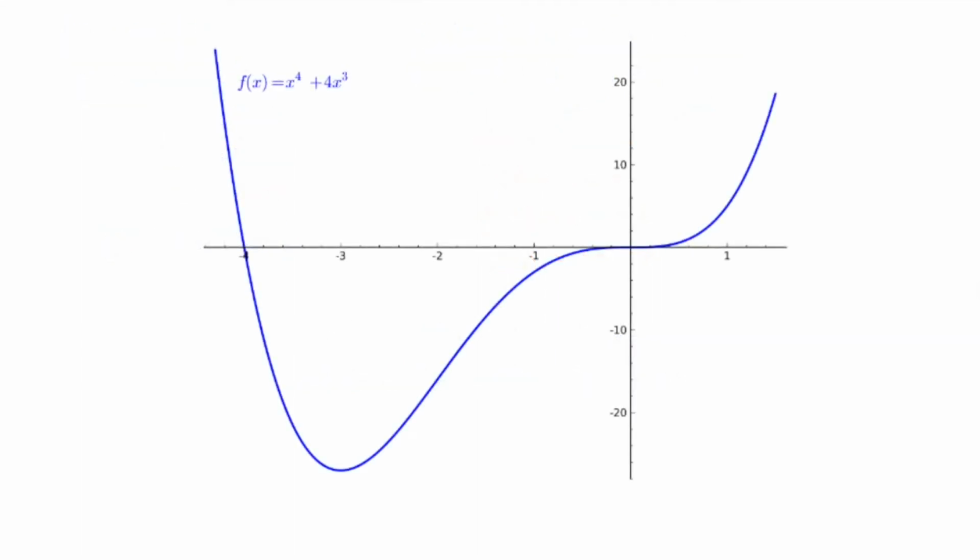And here's the function. You can see the relative minimum at x equals -3, and you can see why there's a critical point at x equals 0. A tangent line at x equals 0 would be horizontal, so the derivative at x equals 0 is equal to 0. But the function is increasing to the left of 0 and increasing again to the right of 0, and so what's happening at 0 there is not a relative maximum and not a relative minimum.